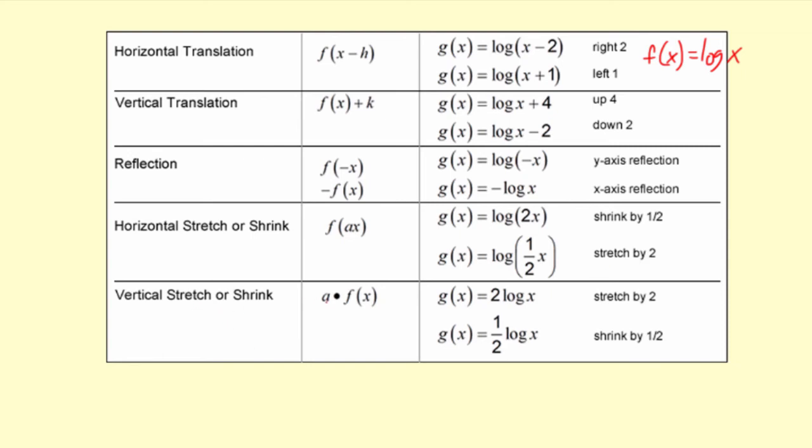Vertical stretch or shrink, a times f of x. Examples, g of x equals 2 times log of x, that's a stretch by 2 vertically. g of x equals 1/2 log x, that's a shrink by 1/2, a vertical shrink.